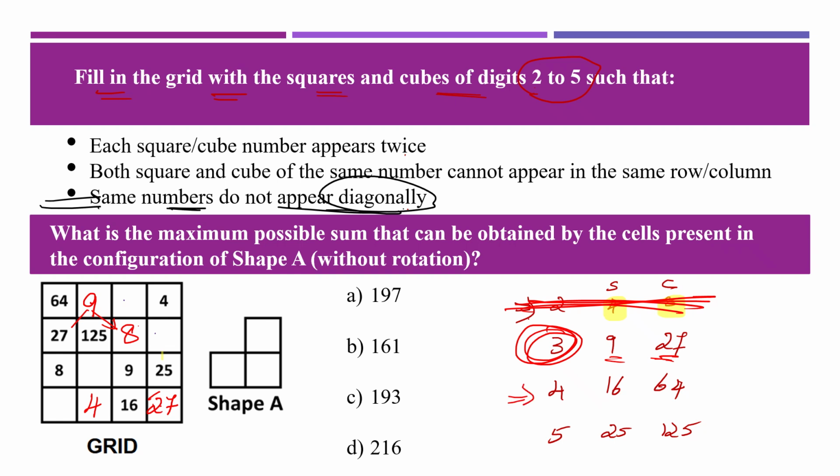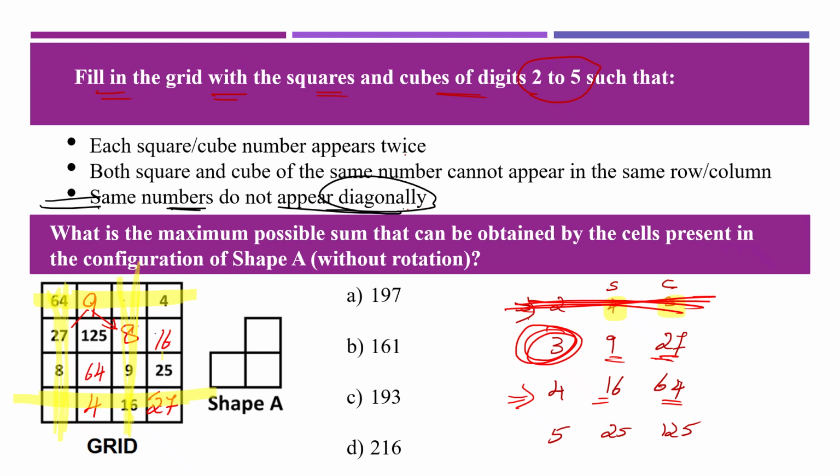Let's check with 4 squares and cubes, 16 and 64. Okay, 64 is here, so this row is blocked for another 16 or 64. This column is blocked. 16 is here, so this row and column is blocked. We have 2 more squares where one of them can be filled with 16 and the other one with 64.